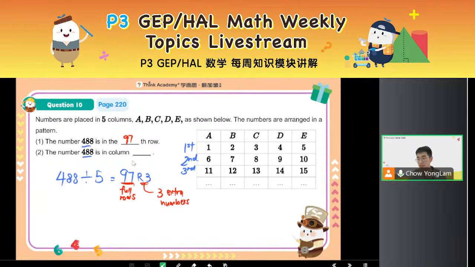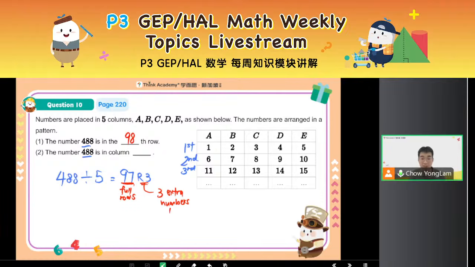Correct or not? No, because 97 means 97 full rows. I have 97 full rows, and then I still have 3 more numbers. My first 97 rows are full. Where should these 3 extra numbers go? They should go to the next row, which is the 98th row.